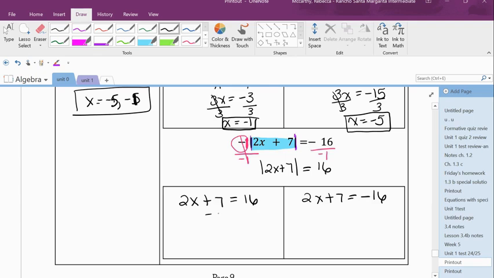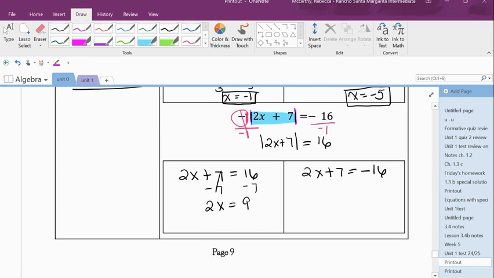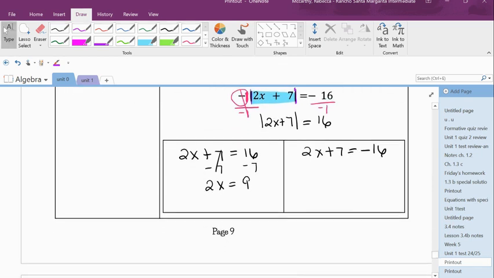Now I'm going to solve each one independently, and I get 2x equals 9. And then I'm going to divide by 2, and I get x equals 9/2. Okay, that's one answer, and it is simplified.